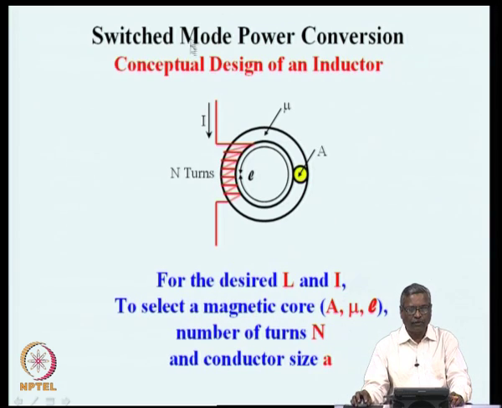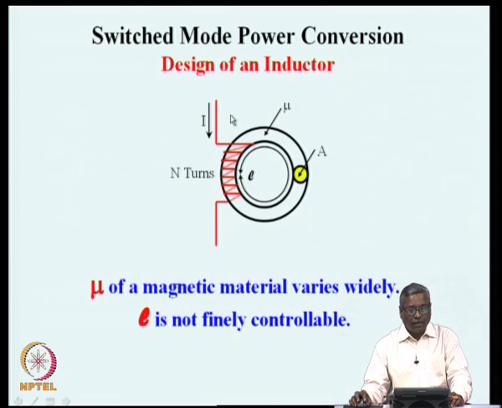So, what is involved in the design of an inductor conceptually? Given inductance L in Henry and I in ampere, what will be the core that is to be used, how many turns of conductors are to be put in the inductor, and what will be the size of the conductor. This essentially is the design of an inductor. But in practice, there are a few difficulties.